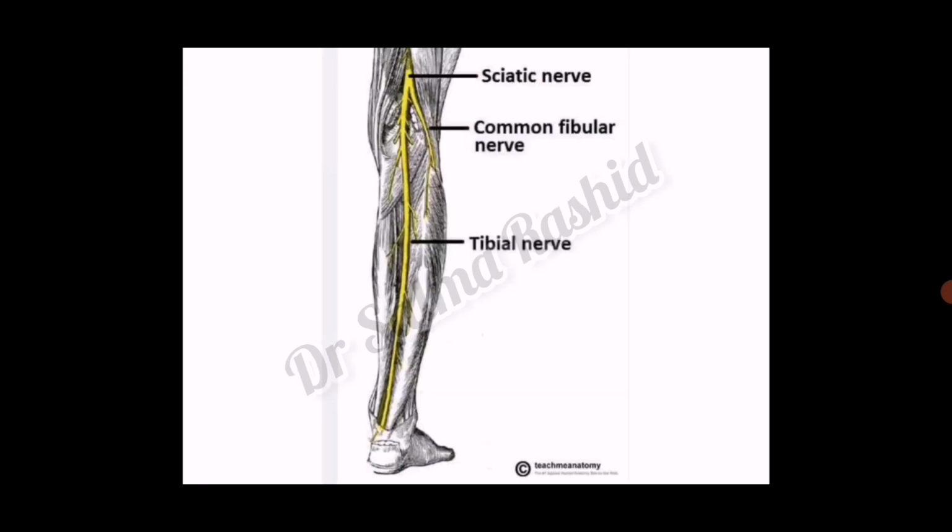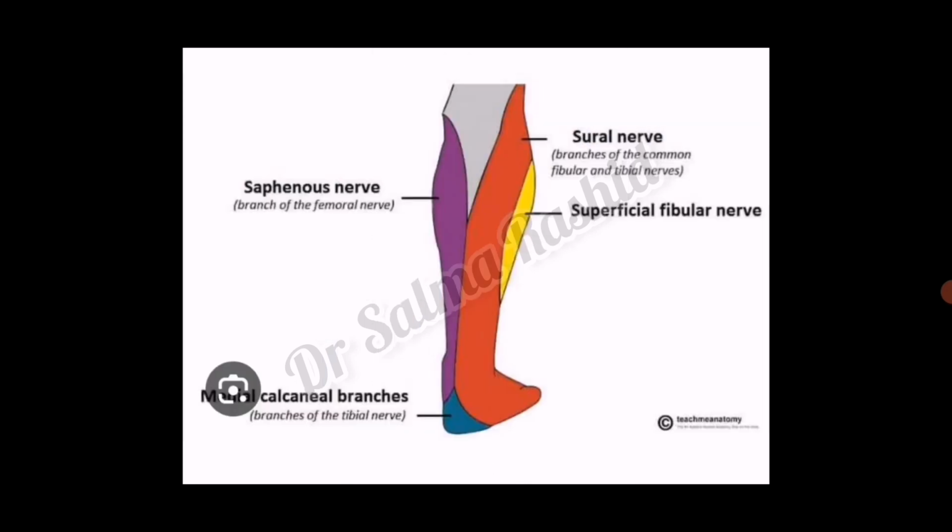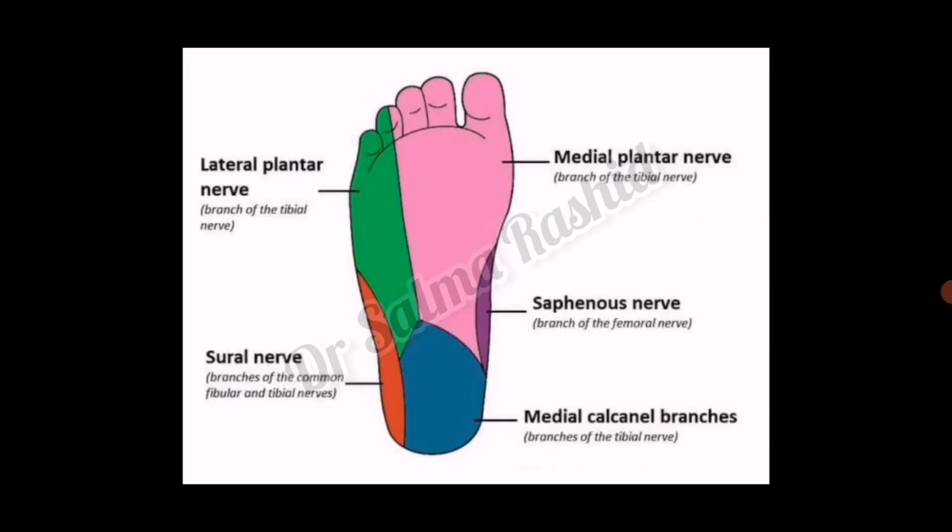This is a diagrammatic presentation. See, sciatic nerve is divided into tibial nerve and common fibular nerve or common peroneal nerve at the popliteal fossa. In this diagram, you can see that the sensory supply of the tibial nerve is the sole of the foot. You can see that the tibial nerve supplies the sole of the foot through medial calcaneal branches, and the rest of the plantar surface of the foot is supplied by the lateral plantar nerve and the medial plantar nerve, which are branches of the tibial nerve.